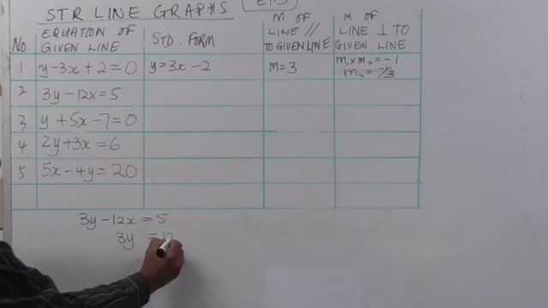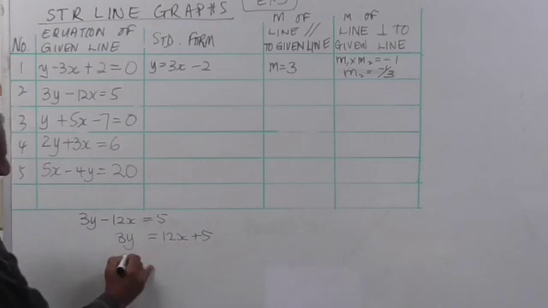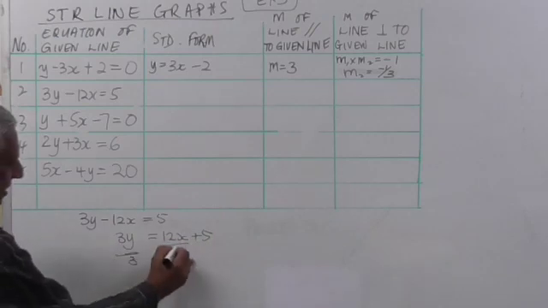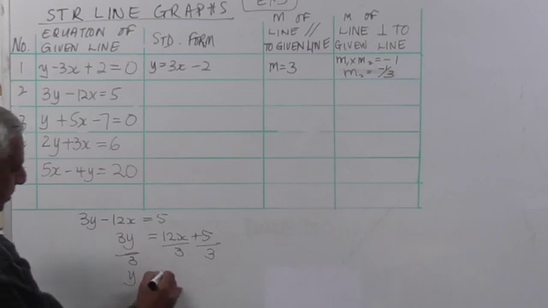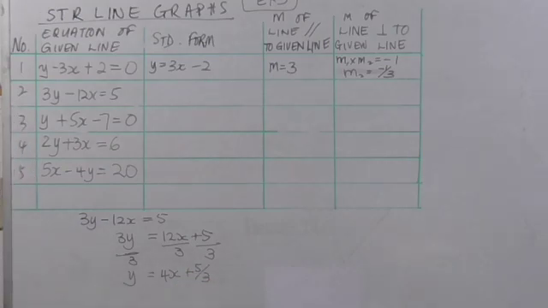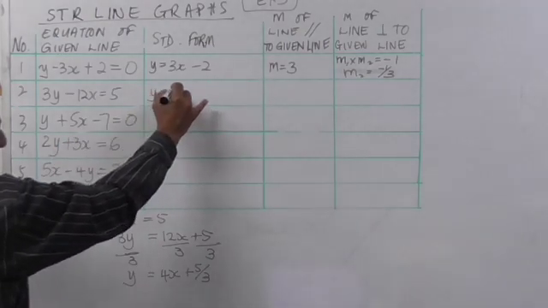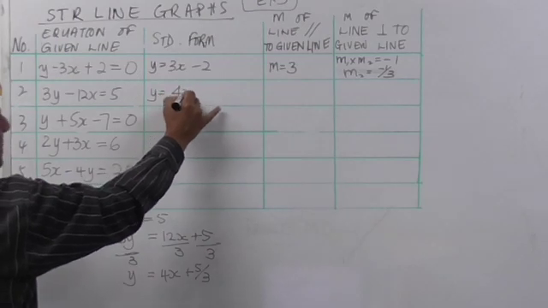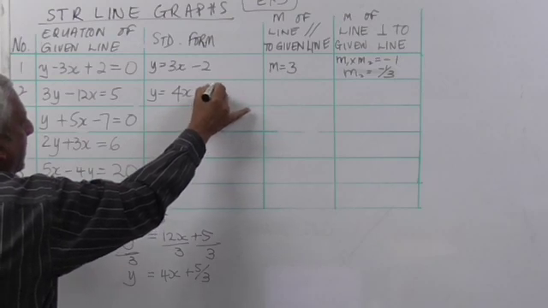The 12x will go on to that side. Negative 12 will become positive, plus 5. And then I'm going to divide by 3, divide by 3, divide by 3. I'll end up with y is equal to 4x plus 5 over 3. So my answer for number 2 is y is equal to 4x plus 5 over 3.